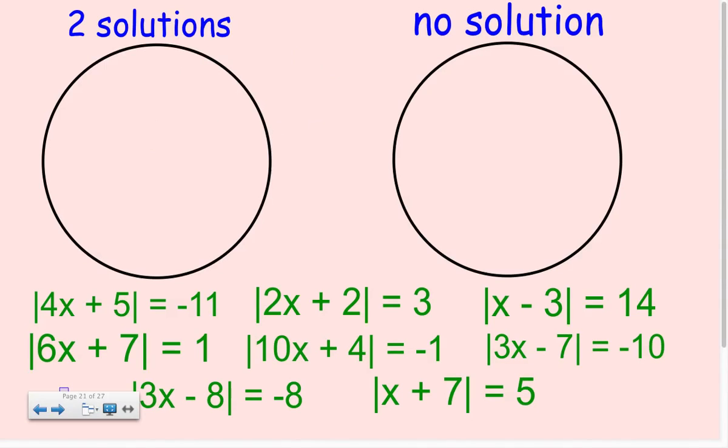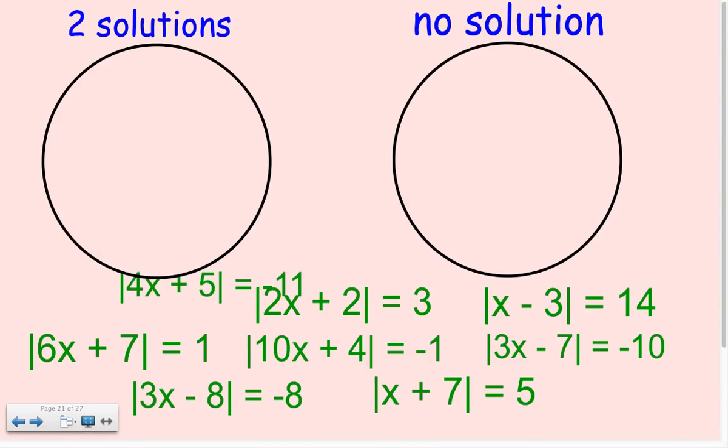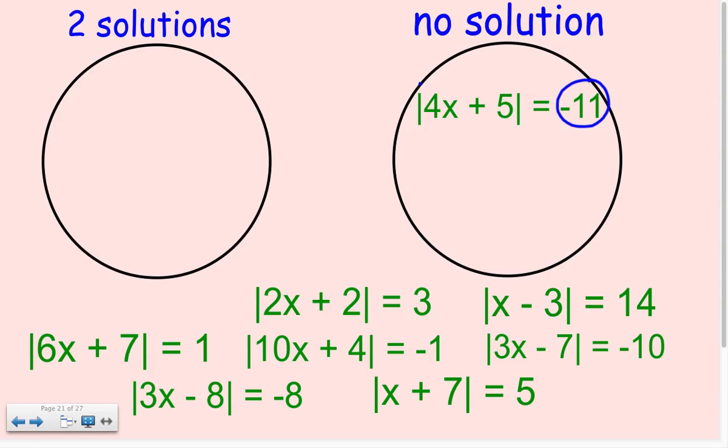So this is review from 2-5 day 3, where we have to remind ourselves what types of absolute value equations have two solutions and what types of absolute value equations have no solutions. If our answer is a negative number, so in this case negative 11, there are no solutions because absolute value is always a positive number, a positive distance from 0.